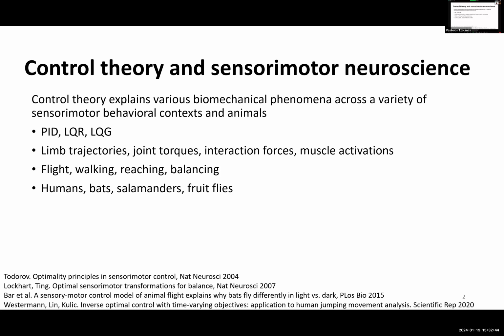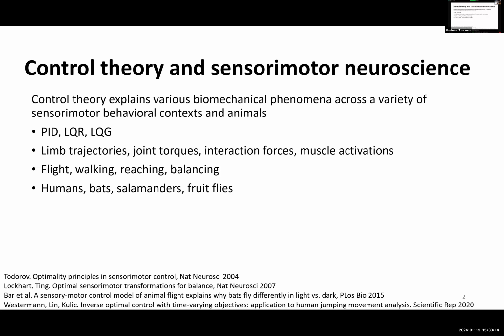So when I say biomechanical phenomena, what I mean specifically are things like limb trajectories. If you're reaching for a task, the trajectory of your hand, joint torques, again, the torques experienced by your arms or legs as you're walking or reaching or doing something else, interaction forces, if you're in contact with a surface, or muscle activations, things you can observe from the animal without taking the animal apart or going through very advanced imaging.